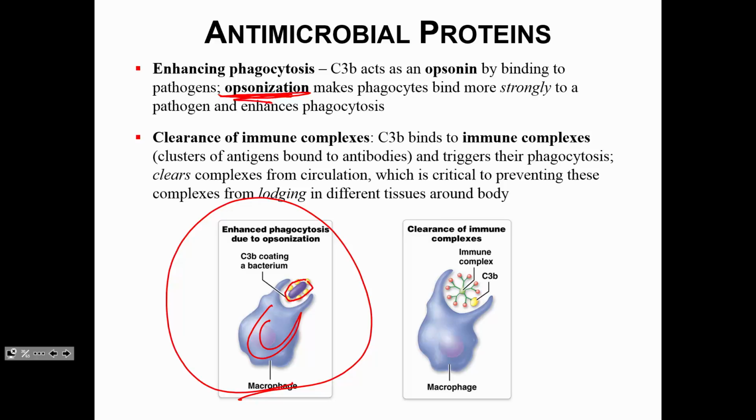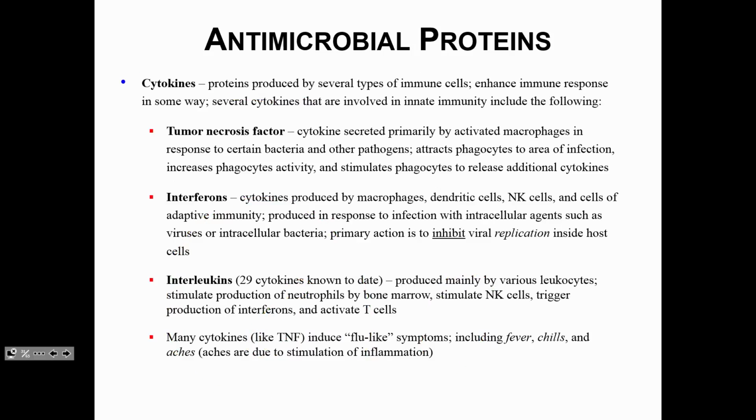So anytime we have antigens and antibodies bonding, which is right here, this C3, there's that complement protein, it is going to initiate phagocytosis so that we can get rid of this complex, get it out of the system, so it doesn't prevent a blockage or get lodged somewhere in the body. Okay, and again, there's our trusty macrophage getting rid of it. Okay, all of that was the complement system.